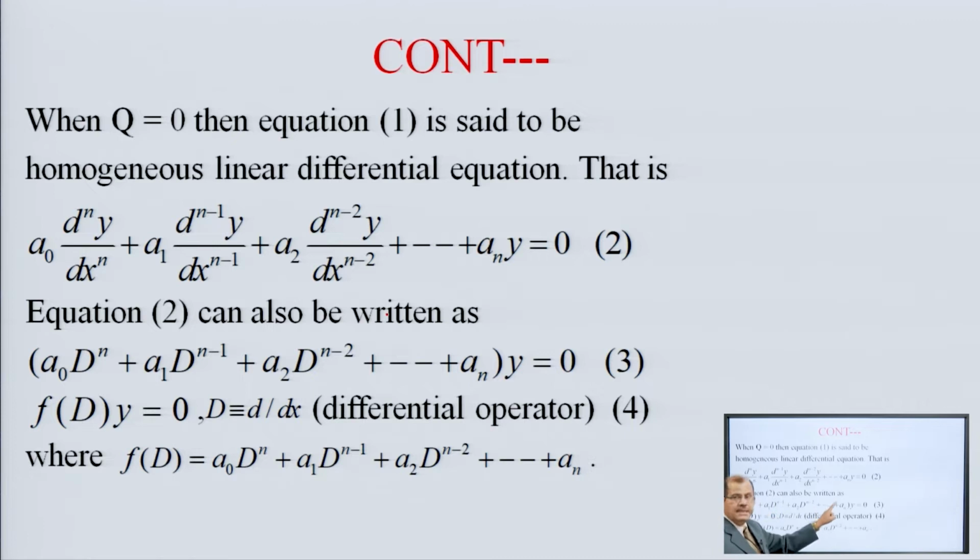Equation 2 can also be rewritten as a0 D^n plus a1 D^(n-1) plus a2 D^(n-2) and so on, an, y is equal to 0, that is f(D) y is equal to 0, where D stands for d/dx, means it is a differential operator, where f(D) is a0 D^n plus a1 D^(n-1) plus a2 D^(n-2) and so on an. Means f(D) is the differential operator of the given differential equation.